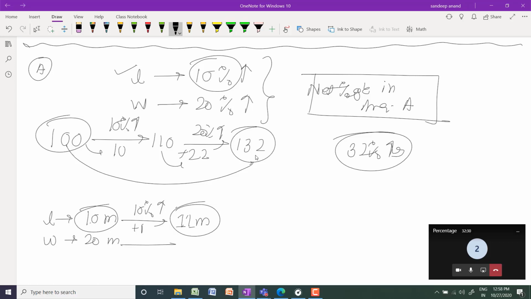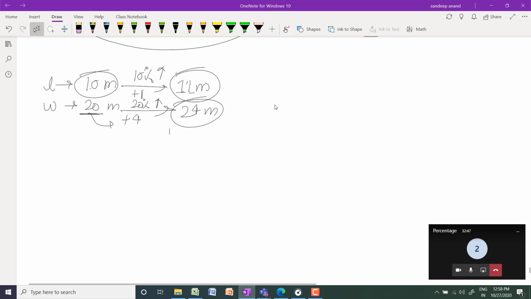Similarly, I am increasing the width by 20%. So what is 10% of 20? 2. What is 20%? 4. So you need to add it. Now 24 meters is your width. Now look at the screen. Initially the length into width is what?